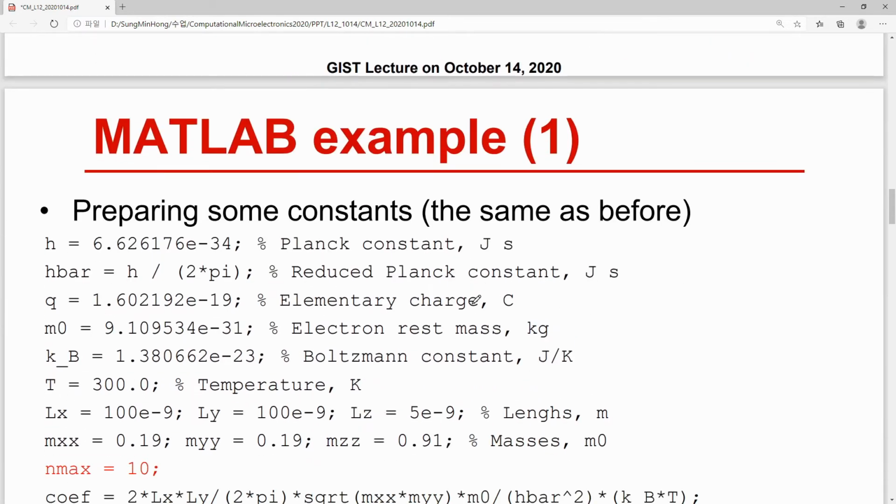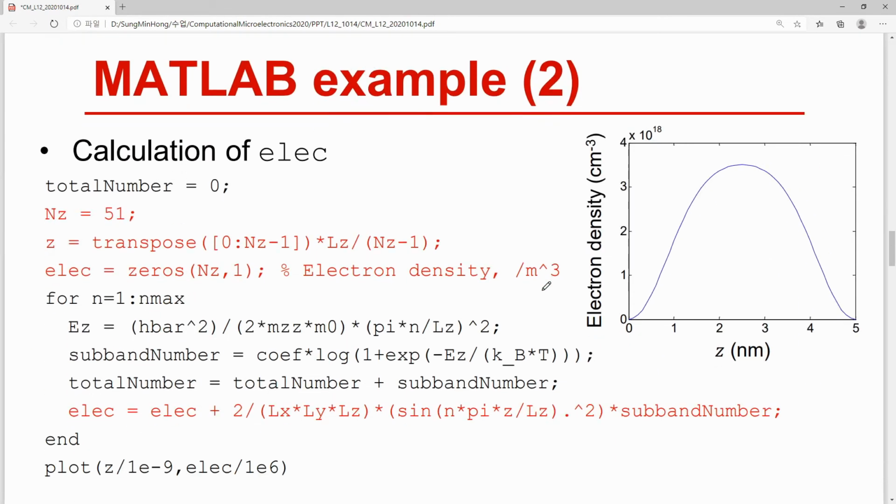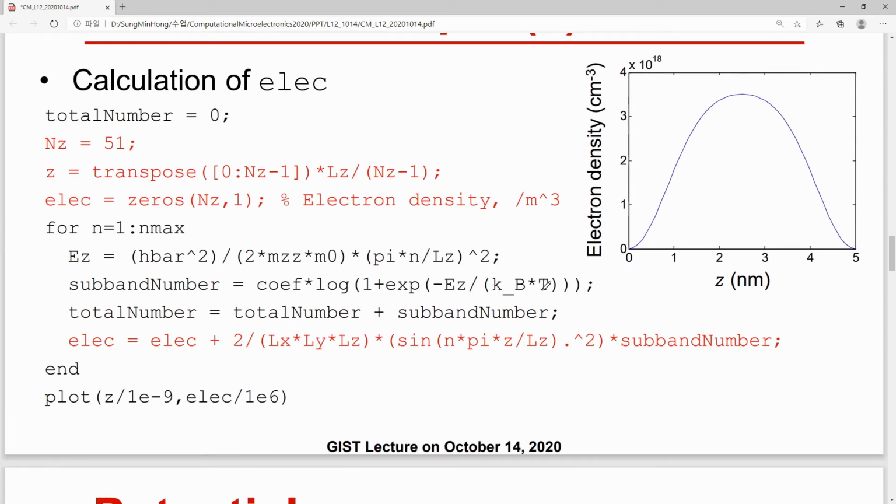So let's go to the MATLAB example. This slide just shows preparing some constants. So this is repeated once again, and we will consider a certain number of electron subbands. Here we have used 10 subbands. After that, we wanted to calculate it.